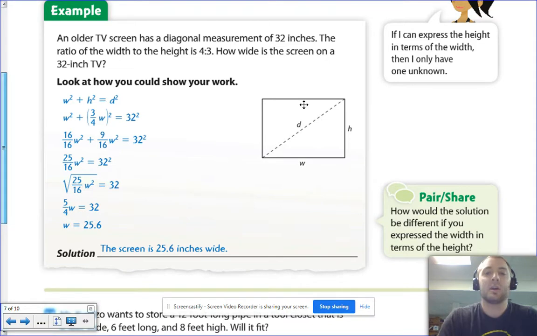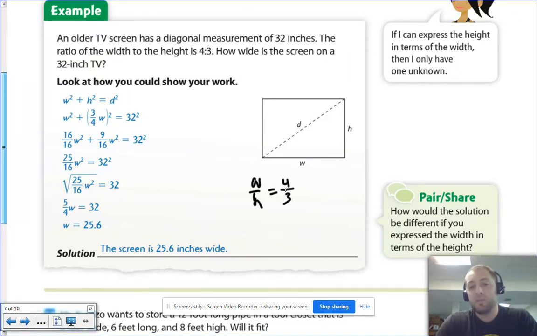So the width to height, so W to H, is 4:3, meaning the width is bigger than the height. And you can see that from the TV. That's how most TV screens are. Look how you can show your work. We're trying to find the width. We know the diagonal is 32 inches. We don't know either the width or the height, so this is definitely a little bit of a challenge problem.